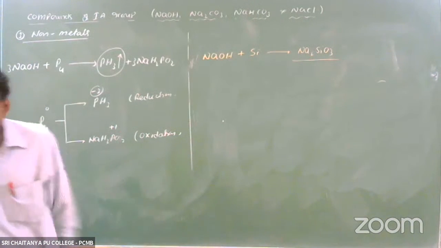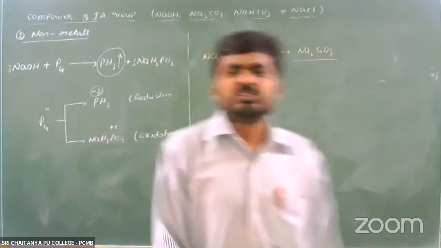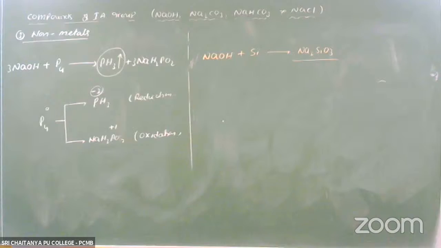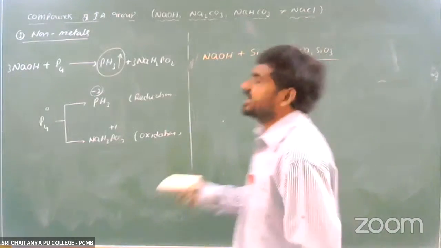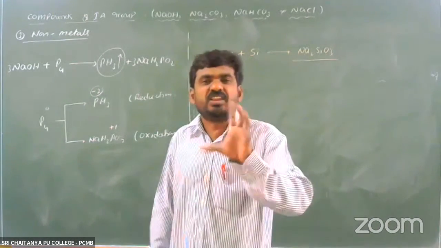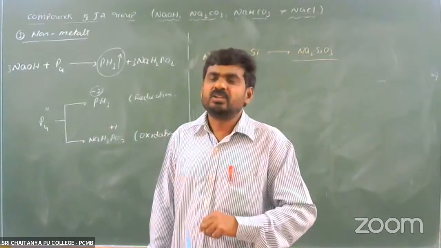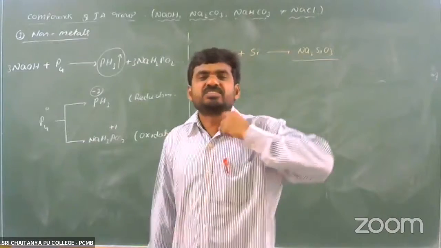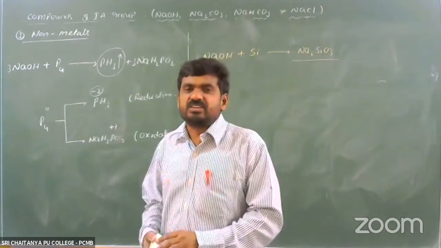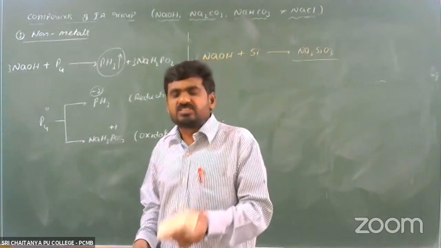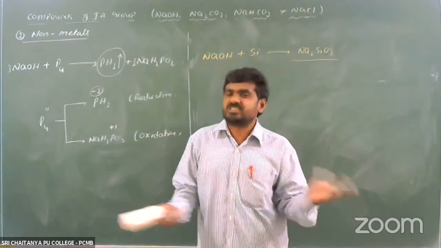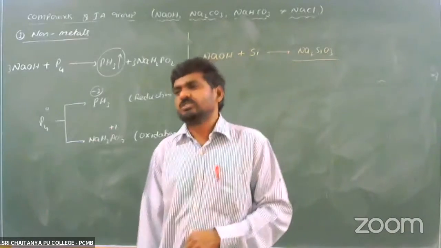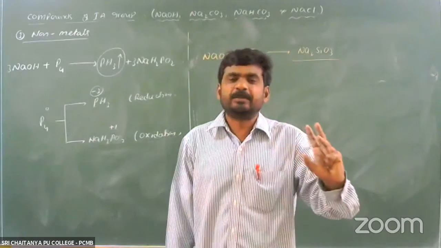The next, what are the uses of sodium hydroxide? Sodium hydroxide is mainly used as a laboratory reagent. It is used in the cleaning of glasswares and porcelain tiles. Next one, sodium hydroxide is used in petroleum industries, refineries. Sodium hydroxide is also used in cotton industries to mercerize the cotton. So it is an important laboratory reagent.